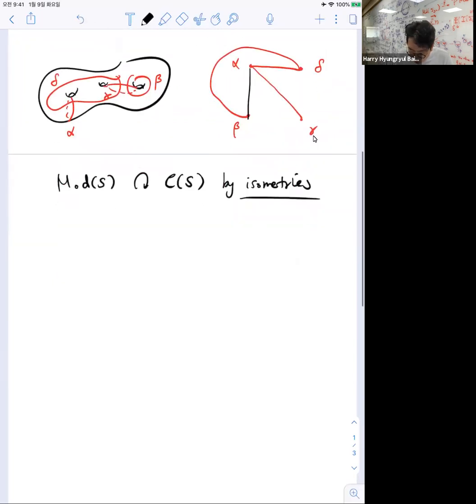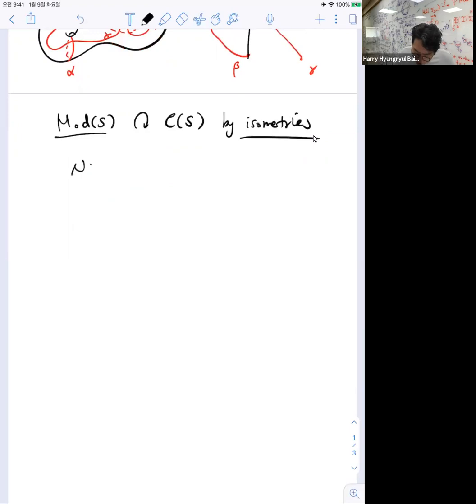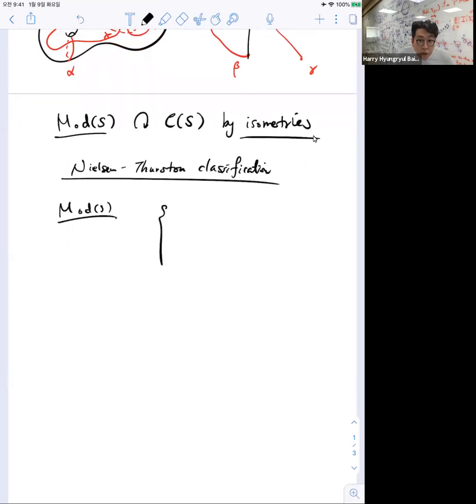Okay, so we'll move on to the classification of elements of the mapping class group. Here is the so-called Nielsen-Thurston classification of mapping classes. For an element of the mapping class group, there are three types. The first type is called periodic. This is nothing but an element which has finite order, so a torsion element of the mapping class group.